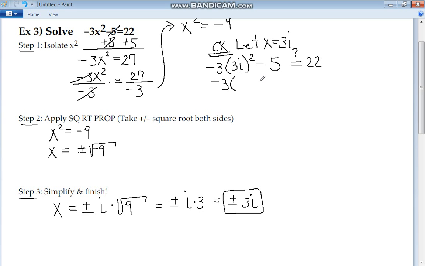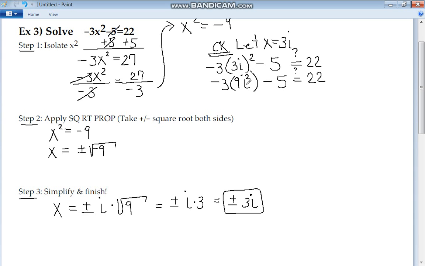Negative 3 times 3 times i is 9 times i to the second power. Minus 5, bring down the equal sign, bring down the 22. It's still a question. I don't know if they're equal. Now, see, what I did here is I did 3i times 3i gives me 9i squared.